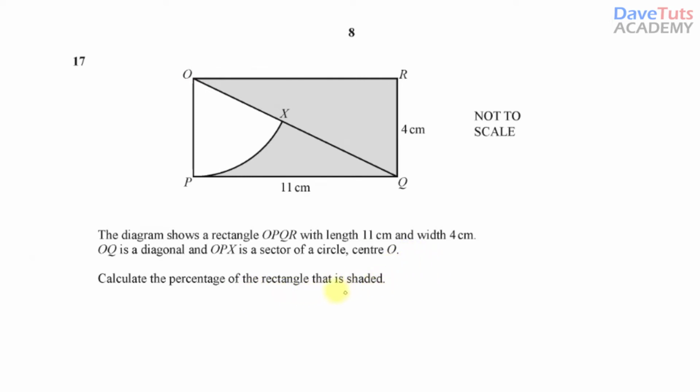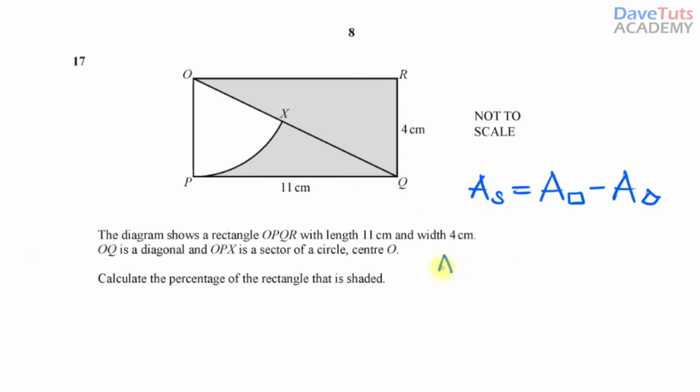For us to get that percentage of the rectangle that is shaded, we need to first get the area of that shaded portion. And if we want to get the area of that shaded portion, here we can see that it is the area of the big rectangle minus the area of the sector of the circle OPX. So that's the area of the shaded region.